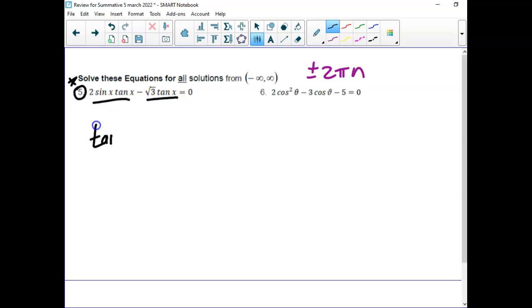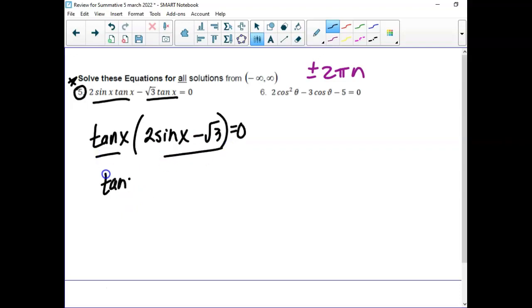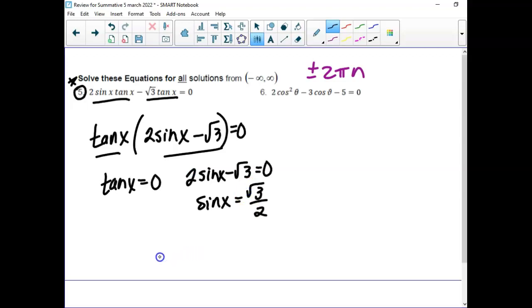So if we factor out a tangent of x, we divided it out here, so we'll have 2 sine x. And we divided it out here, so we'd have a minus square root of 3. So then we're already ready to set each one equal to 0. We would get the tangent of x equals 0, or 2 sine x minus square root of 3 equals 0, which would be sine x equals square root of 3 over 2. I kind of skipped a step there. Is everybody okay?